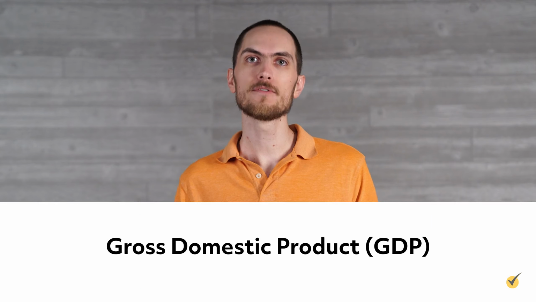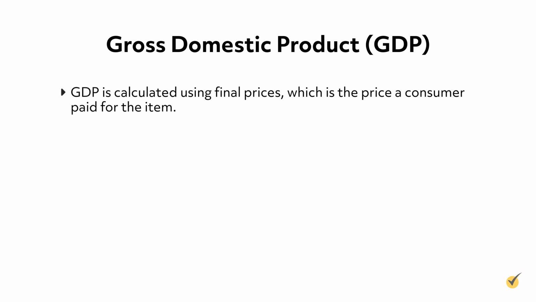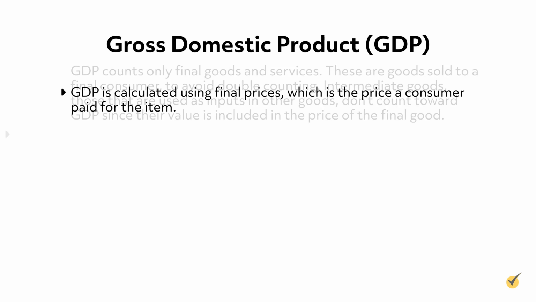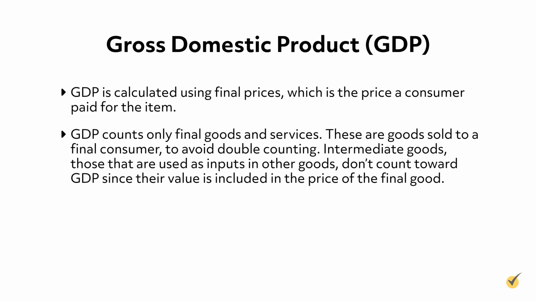To understand exactly what GDP measures, let's examine this definition piece by piece. First, GDP is calculated using final prices, which is the price a consumer paid for the item. Second, GDP counts only final goods and services. These are goods sold to a final consumer to avoid double counting. Intermediate goods, those that are used as inputs in other goods, don't count towards GDP since their value is included in the price of the final good.